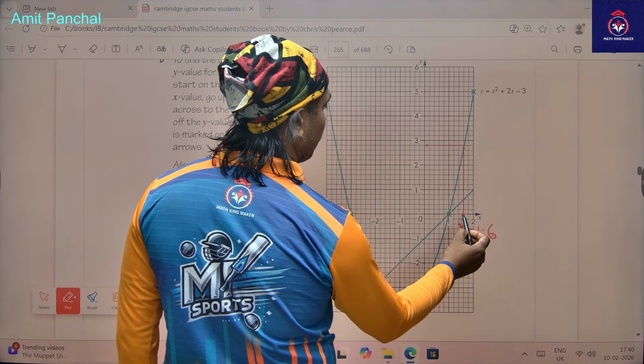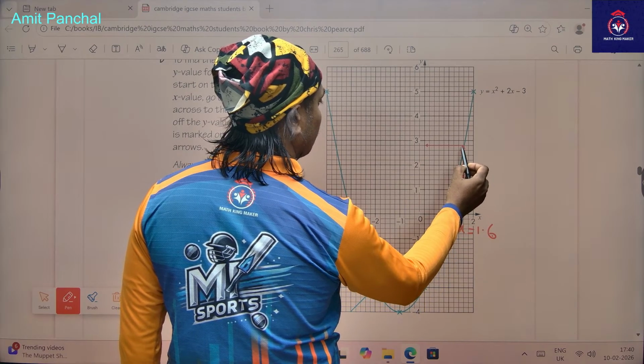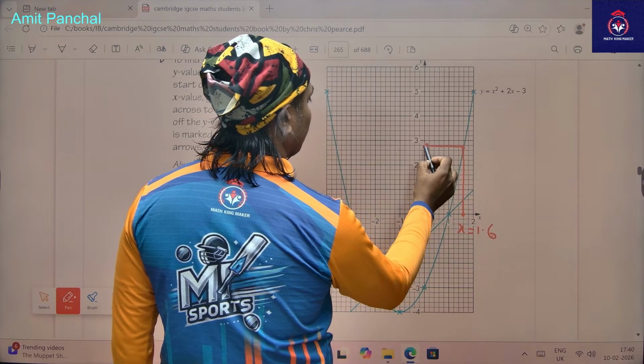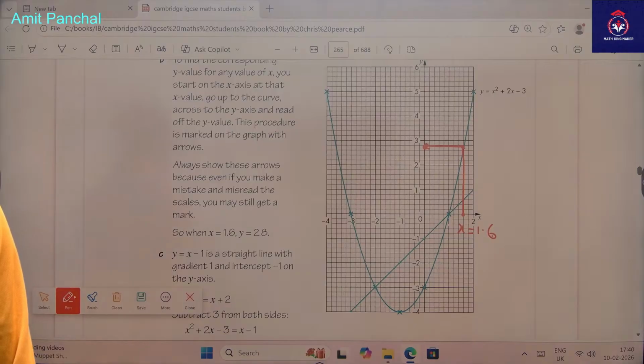So just draw a perpendicular. That will cut the graph here, and just go to the y axis. That will give you the accurate value of y. Okay. Yes, got it.